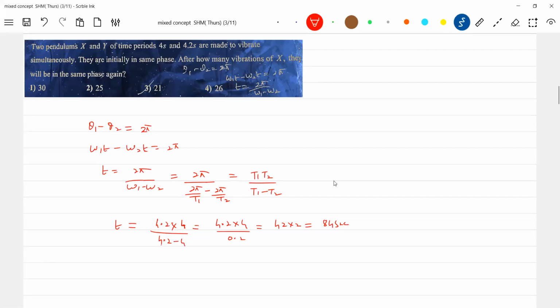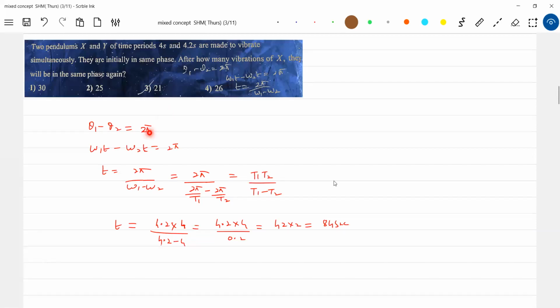Okay, now, what is the time period of the pendulum X? 4 seconds. So how many vibrations? 84 seconds it will be. They'll be in the same phase again. See, they're having 0 phase now. For them to be in the same phase again, when will that occur?